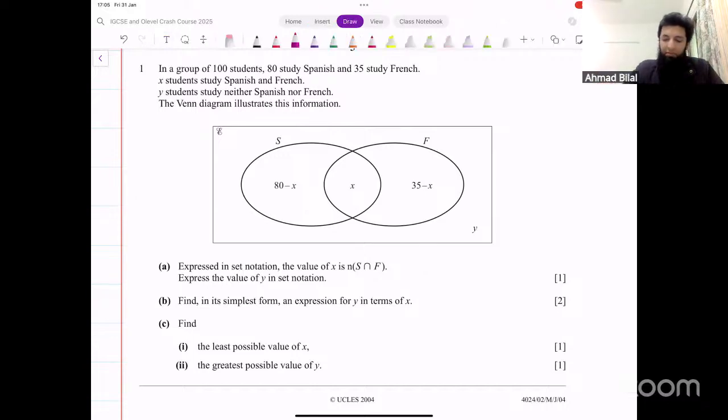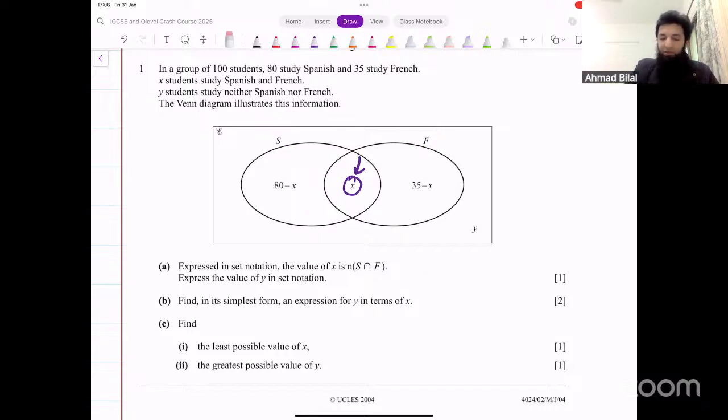Now, whenever you are solving word problems involving sets, you should always start from the common part generally, so as in, write down the common part first of all. If you had to write this down yourself, in this case, they've already given that this is x, and then this one is 35 minus x, this is 80 minus x. If you had to fill this Venn diagram yourself, you always start from the middle, the common part, okay? Now they're saying x study Spanish and French, so you've got x in the middle here. Y students study neither Spanish nor French. So this first circle represents those who are studying Spanish. The second circle represents those who are studying French.